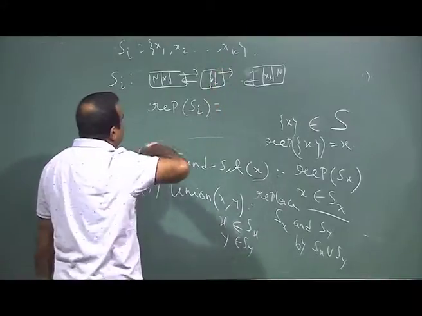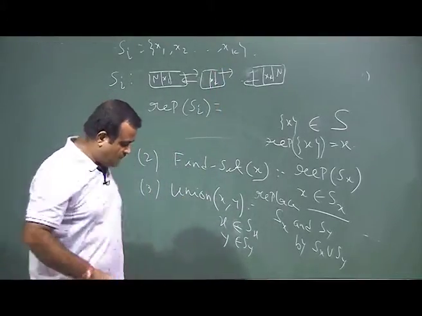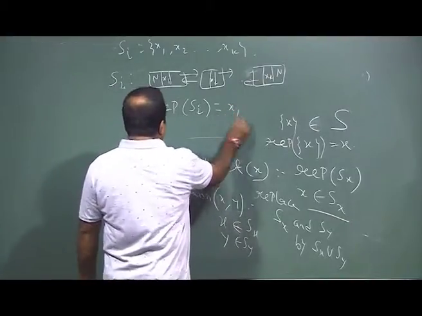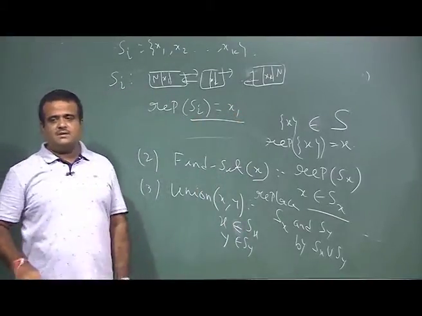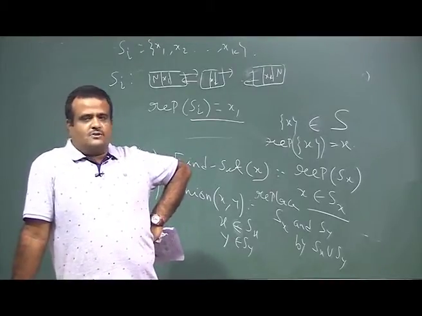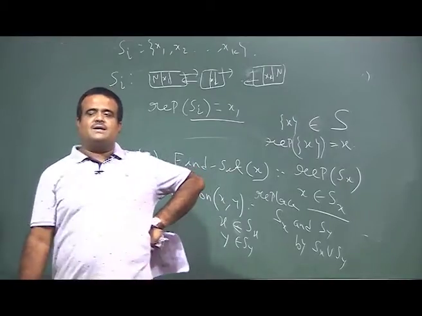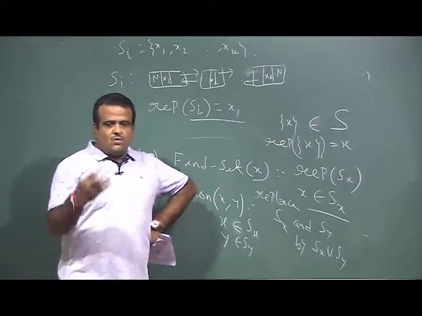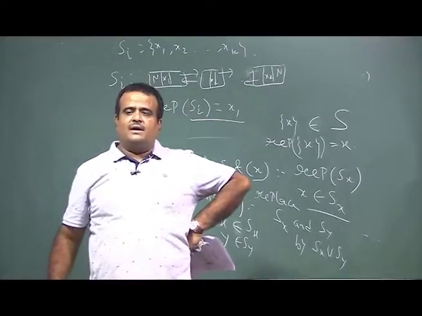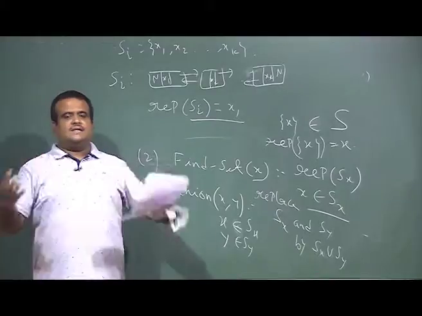This is an unordered list because the set itself is unordered. The representative element is the value of the first node, that is x1. We have seen how to make a set. Making a set means we just create a node, and this is a collection of doubly connected linked lists.